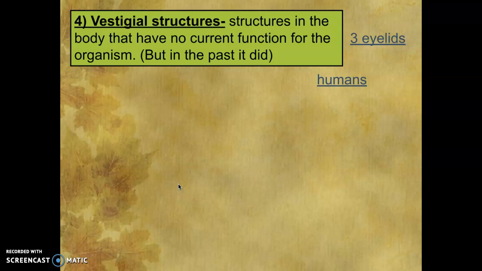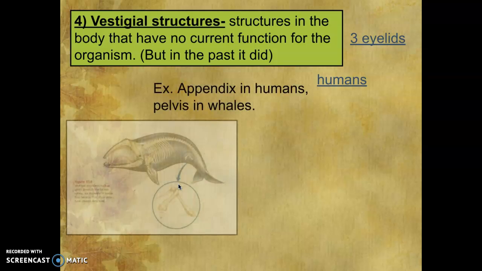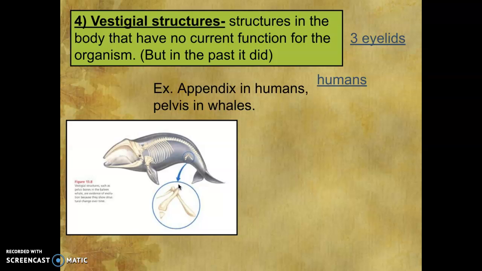Vestigial structures are structures in the body that have no function for that organism, but they did in the past. When you went to this particular station, they talked a lot about the cat's third eyelid, and we'll see that here in a second. But humans have things like an appendix. We don't need our appendix anymore for survival, but it's still there. It's not going to disappear. Some people do have to have it removed because it becomes an issue, and you'll survive without it. But again, it's not going to go away.